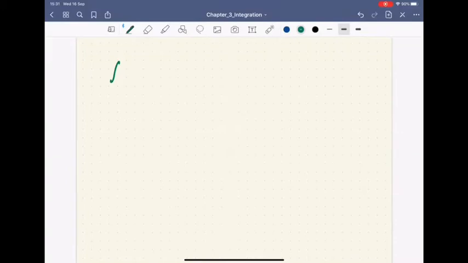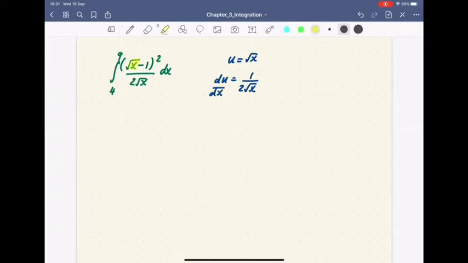Let's see. Okay, we have the integral from 4 to 9 of (square root x minus 1) squared over square root x dx. So our friend asked, can we pick u equal to square root x? We could try. So we're going to pick u equal to square root x, and then we get du equal to 1 over 2 square root x dx.